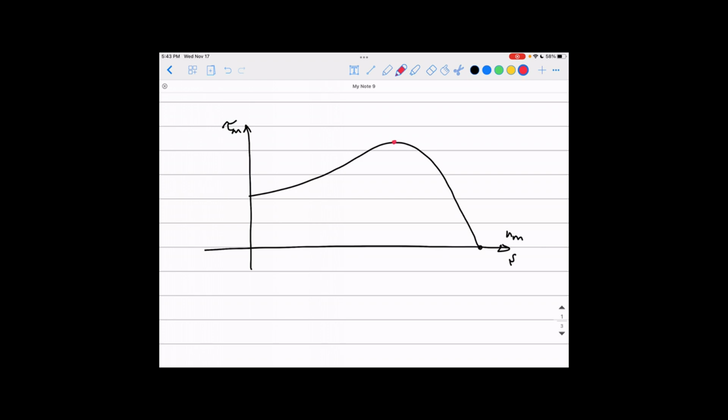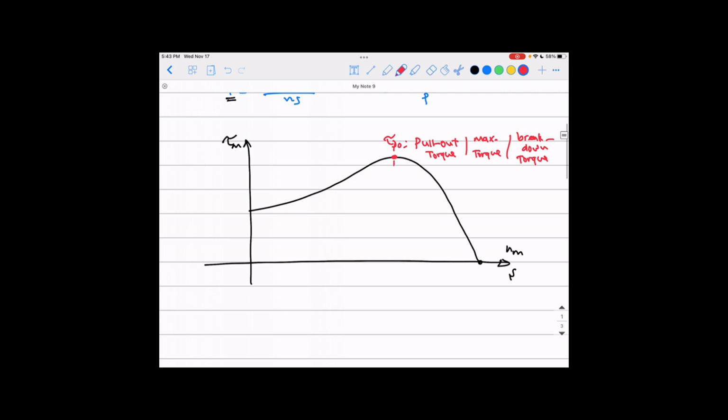Like we said last time, the maximum point here, we call it the pull-out torque. Sometimes we call it the maximum torque, sometimes we call it the breakdown torque. They're all giving the same meaning. That is the maximum torque that can be developed. And the slip corresponding to this value, we call it SPO, the slip of the pull-out torque. That is the value of the slip corresponding to the pull-out torque or the maximum torque.